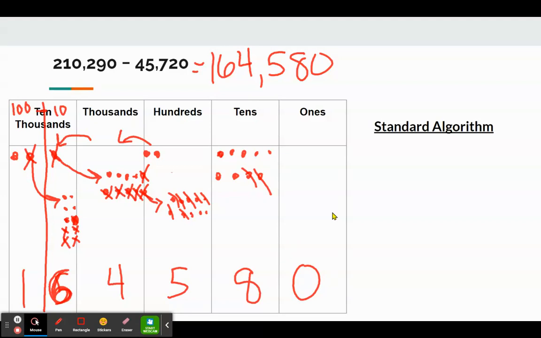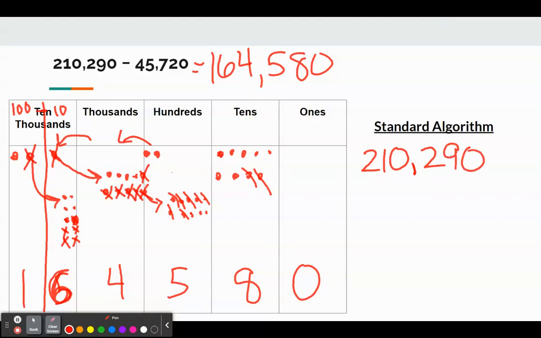Now, let's try solving 210,290 minus 45,720 using the standard algorithm. So with the standard algorithm, I have to make sure I write my numbers vertically. And because I am subtracting, the number that I am taking away from is going to be on top. So 210,290 is going to be the number we're taking away from. So that goes on top.